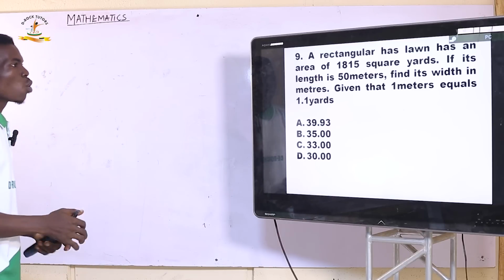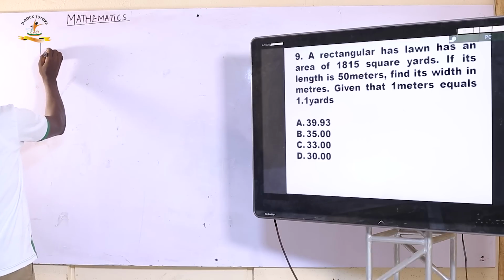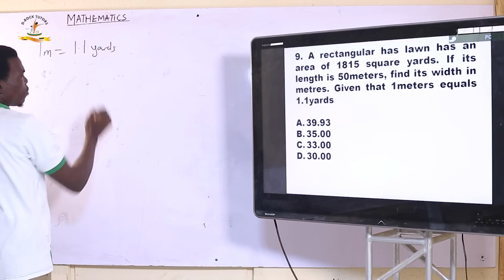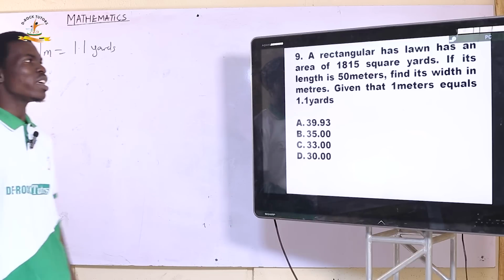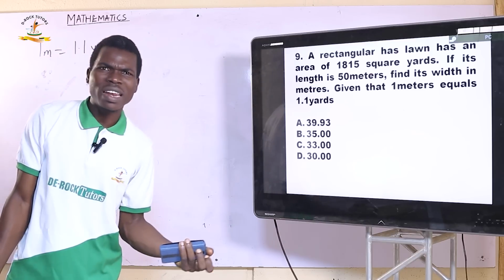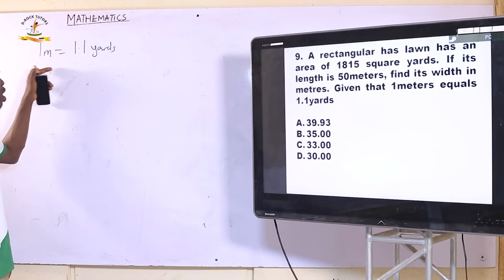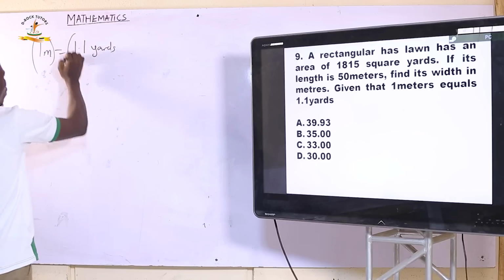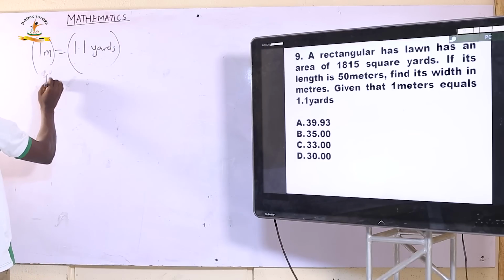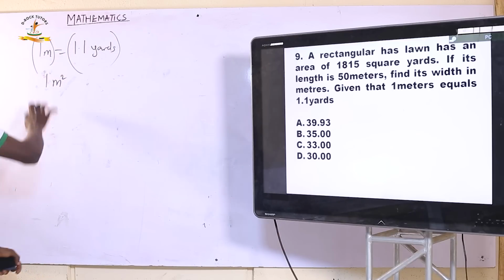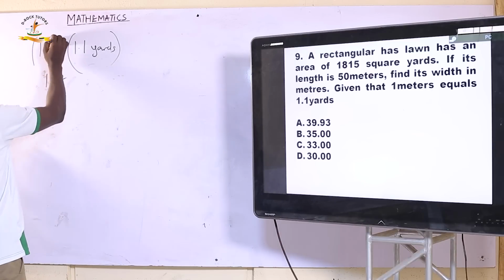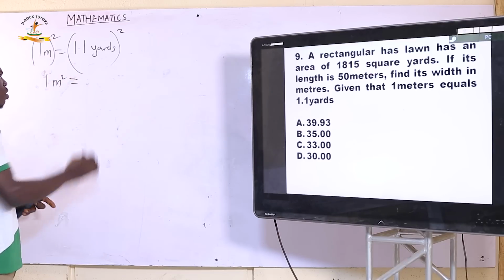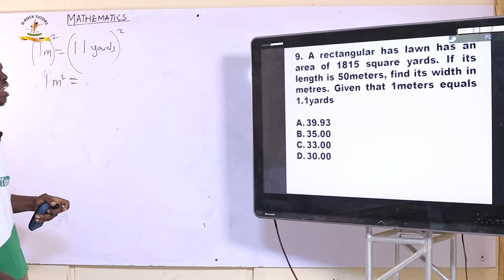So the question says 1 meter equals 1.1 yards. However, the area was given in square of yards. So to get that conversion from meter square to yard square, what do we do? We just square both sides of the conversion. So this is going to be 1 meter squared, because 1 squared is what? 1. So you square both. 1 squared is 1 meter squared. This gives us the conversion from meter squared to what? To square of yard.